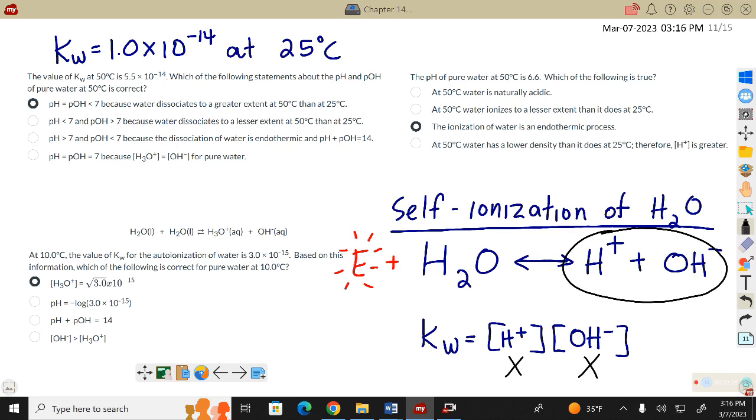But neutral doesn't always mean that the pH is 7. Water is going to be neutral at 50 degrees, but the pH is going to be 6.6. I'm going to have more hydrogen, but I'm also going to have more hydroxide. So the water will be neutral regardless of the temperature. But the pH of a neutral sample of water won't always be 7. On this one, the correct answer is that it's an endothermic process. If the pH is lower, there must be more hydrogen, so energy must be a reactant. So I'm shifting more forward at an increase in temperature.